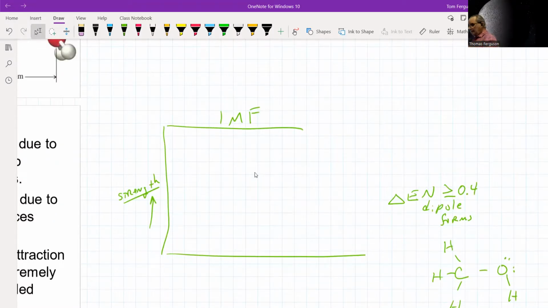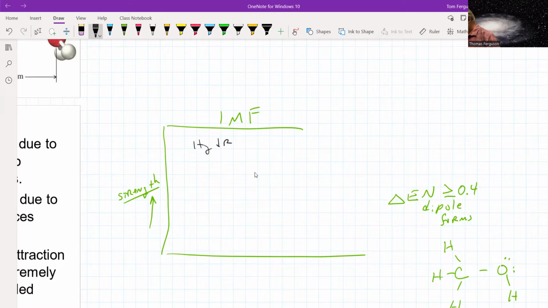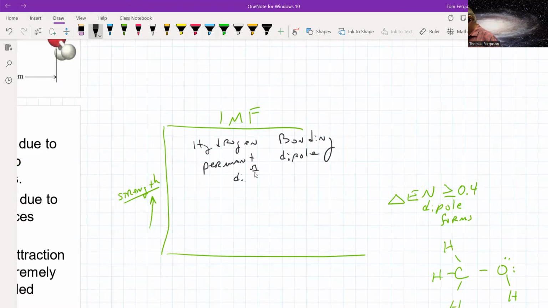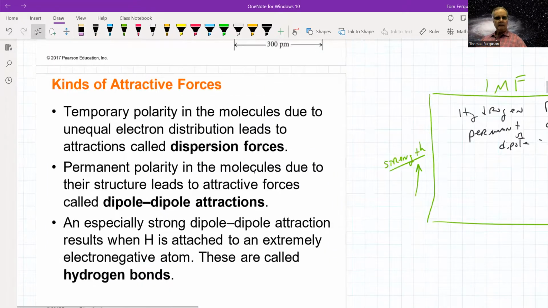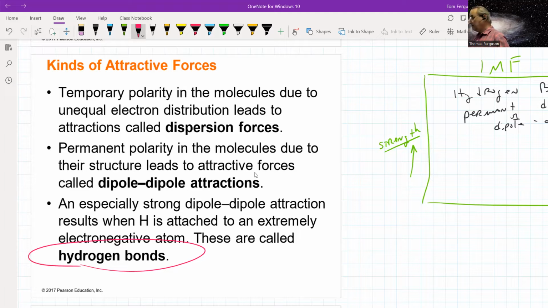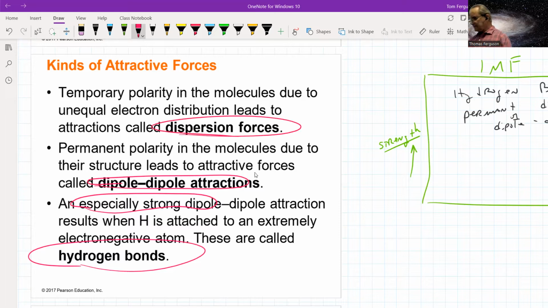So in our description of intermolecular forces, hydrogen bonding is the strongest. Then comes what we call either a permanent dipole or a dipole-dipole. Okay, so over here, we've got hydrogen bonding strongest, dipole-dipole kind of medium, and then dispersion forces.